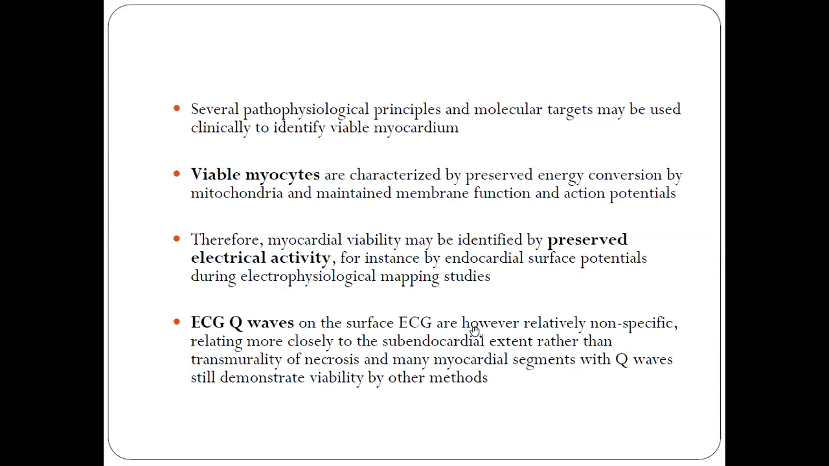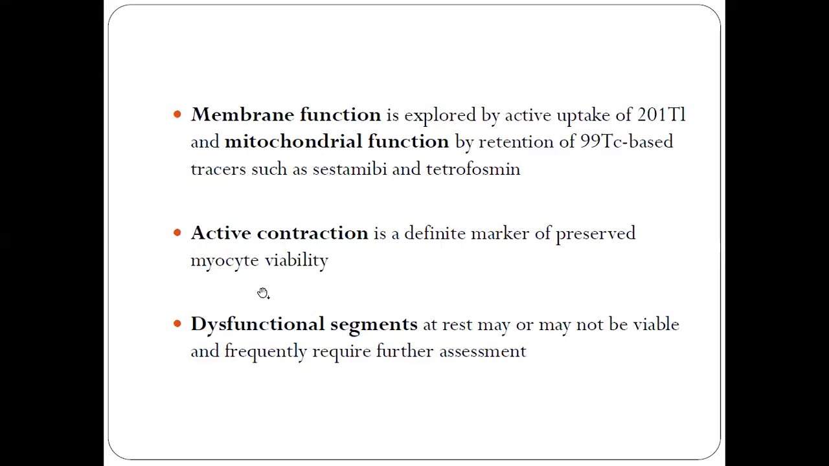ECG Q waves on the surface ECG are however relatively non-specific. Sometimes on the ECG there are deep Q waves, that is, if the Q wave depth is more than 2 millimeters on surface ECG, that is called pathological Q waves. They generally denote that viability is not there, but it is not very specific. It can be seen in other conditions as well.